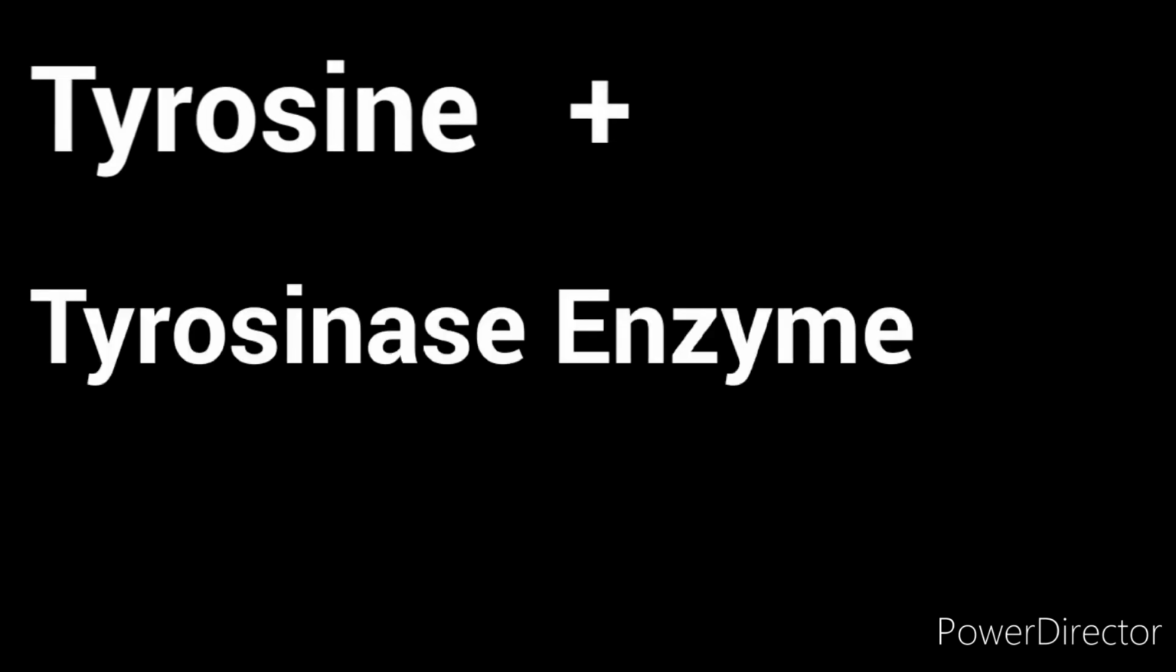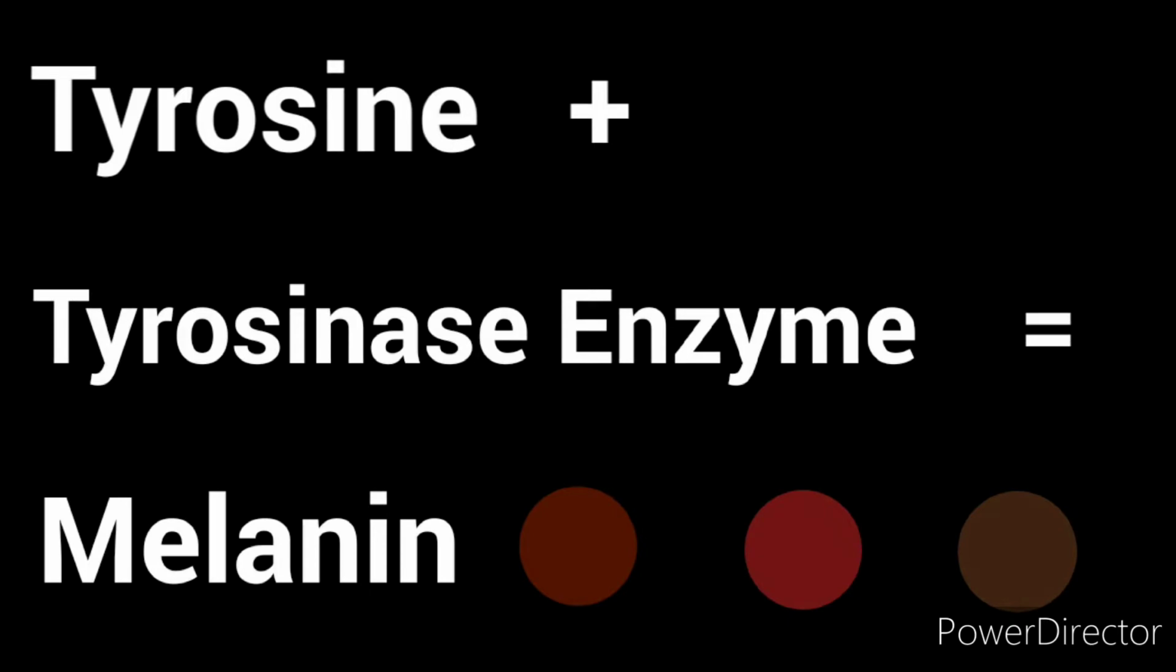So let's take a quick look at how a pigment granule is actually produced inside of a melanocyte cell. A couple of things must be present in order for a pigment granule to be formed. The first thing is called tyrosine. The second thing, when added to tyrosine, is called the tyrosinase enzyme. And when you add these two things together, a chemical reaction takes place, and boom, you have a pigment cell.